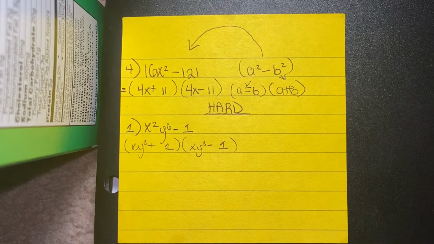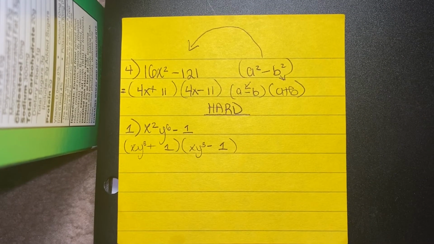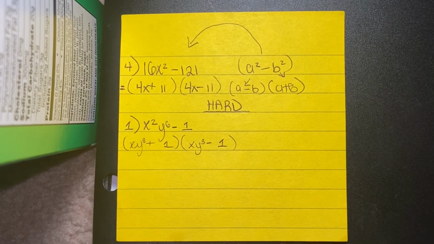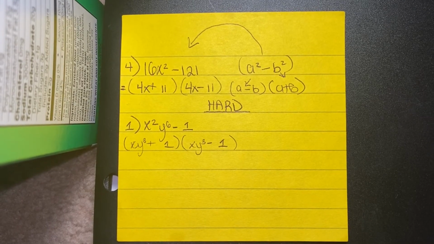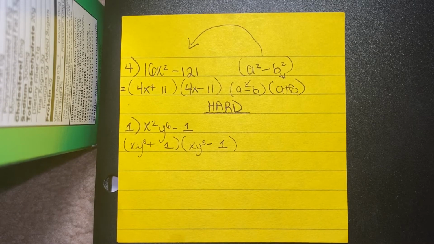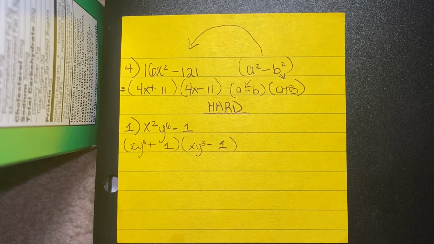So I skipped over number 3 because it was too easy, so let's get into something a little bit more difficult. So 16x squared minus 121, and that is basically exactly a squared minus b squared. And so now what you want to do is break that down into a minus b and a plus b.